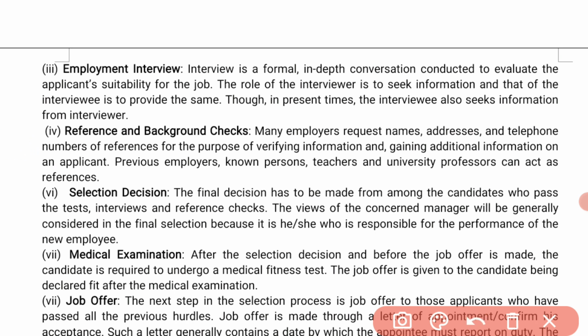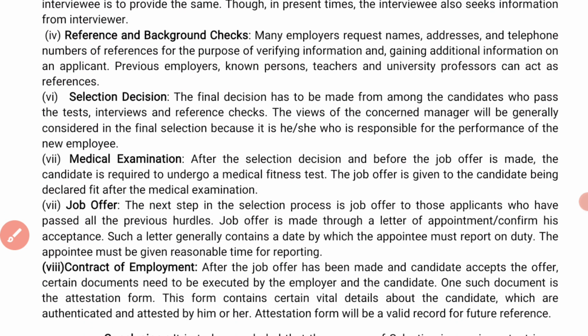So next, that is the selection decision. After checking the reference, then you have to make the selection decision. The final decision has to be made from among the candidates who passed the test, interview and reference checks. The view of the concerned manager will generally be considered in the final selection, because the manager is responsible for the performance of the new employee.